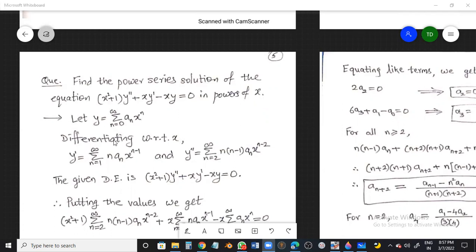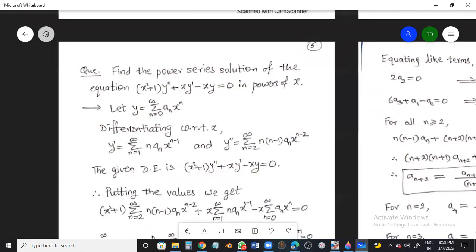Now we differentiate this. We have seen this in the morning. If I differentiate this, y dash will be summation from n equal to 1 to infinity n an x raised to n minus 1. And y double dash will be summation n from 2 to infinity n into n minus 1 into an x raised to n minus 2. How it happens, that we have seen in the morning.